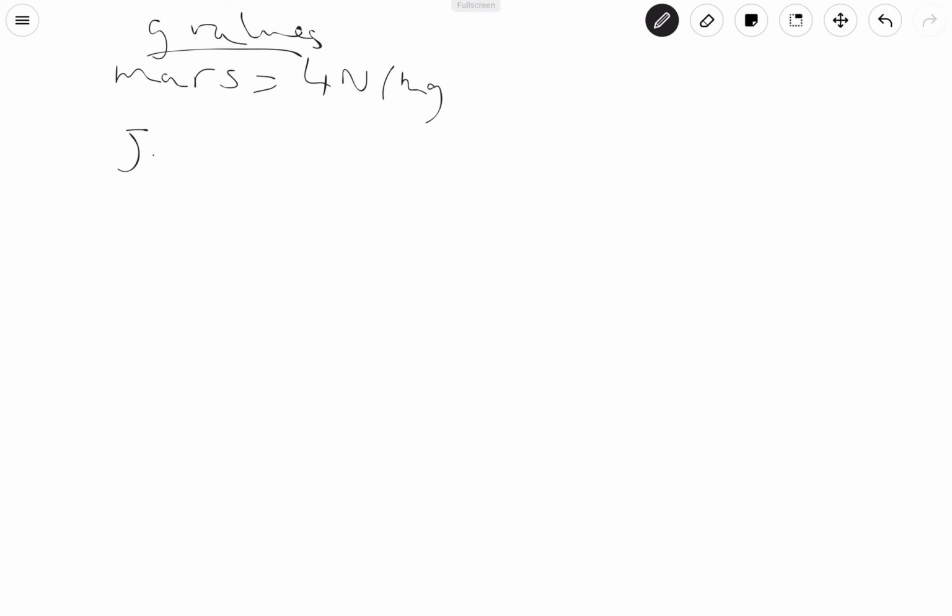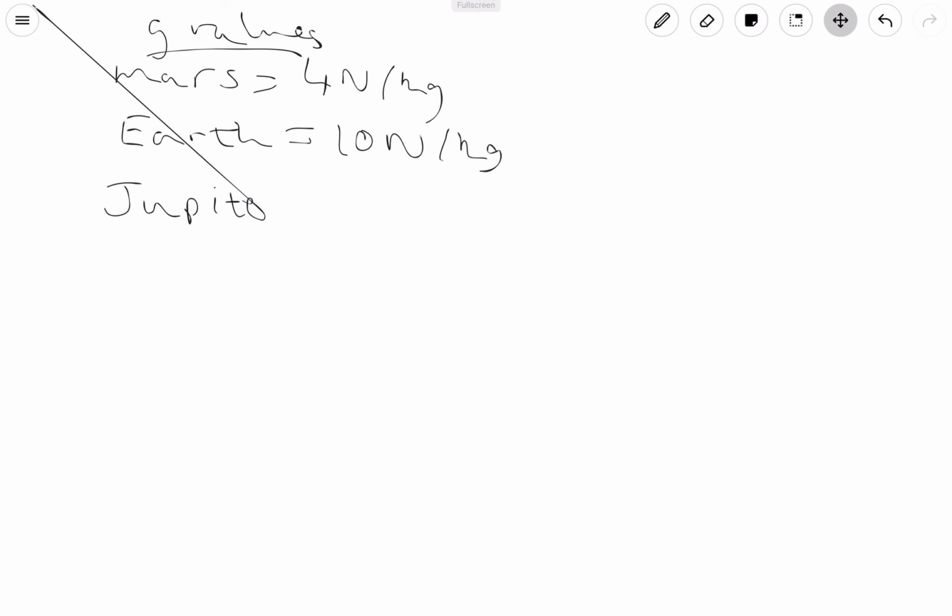And Jupiter, actually let's just put the Earth in there for the sake of it. Earth equals 10 newtons per kilogram, and Jupiter is roughly 26 newtons per kilogram. You could probably tell that the gravitational field strength increases the more massive a planet becomes. Jupiter is significantly larger than Earth, therefore its gravitational field strength is stronger. That's not something you have to worry about now, it's just something you have to recognize and apply to your problems. In exams, you'll either be given the quantities to work out what G is, or they'll tell you what G is, so you don't really have to worry about that.